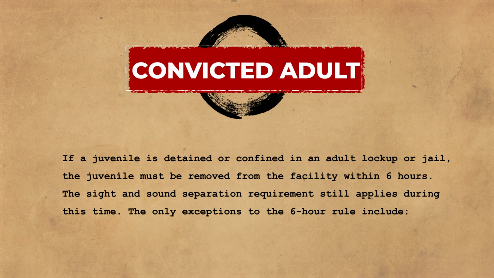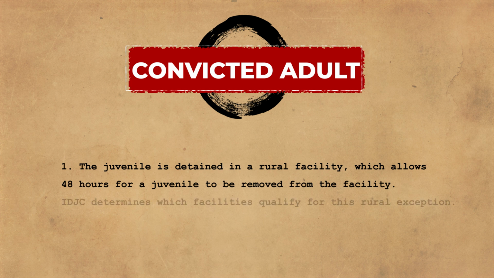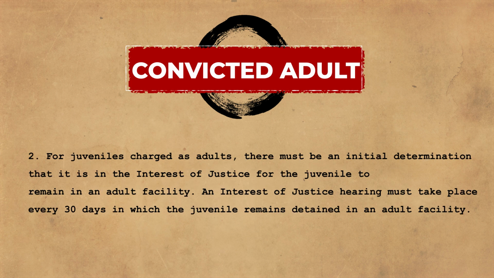The only exceptions to the 6-hour rule include: 1. The juvenile is detained in a rural facility, which allows 48 hours for a juvenile to be removed from the facility. IDJC determines which facilities qualify for this rural exception. 2. For juveniles charged as adults, there must be an initial determination that it is in the interest of justice for the juvenile to remain in an adult facility. An interest of justice hearing must take place every 30 days in which the juvenile remains detained in an adult facility.